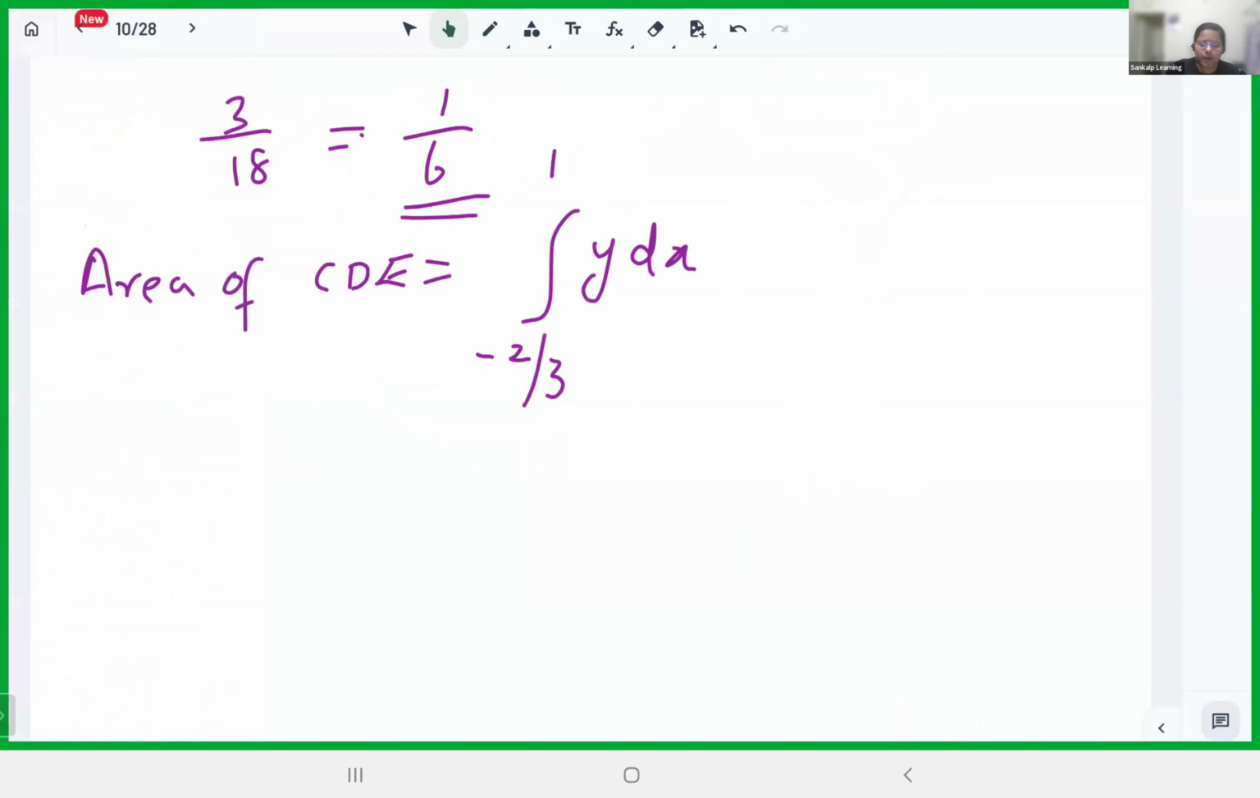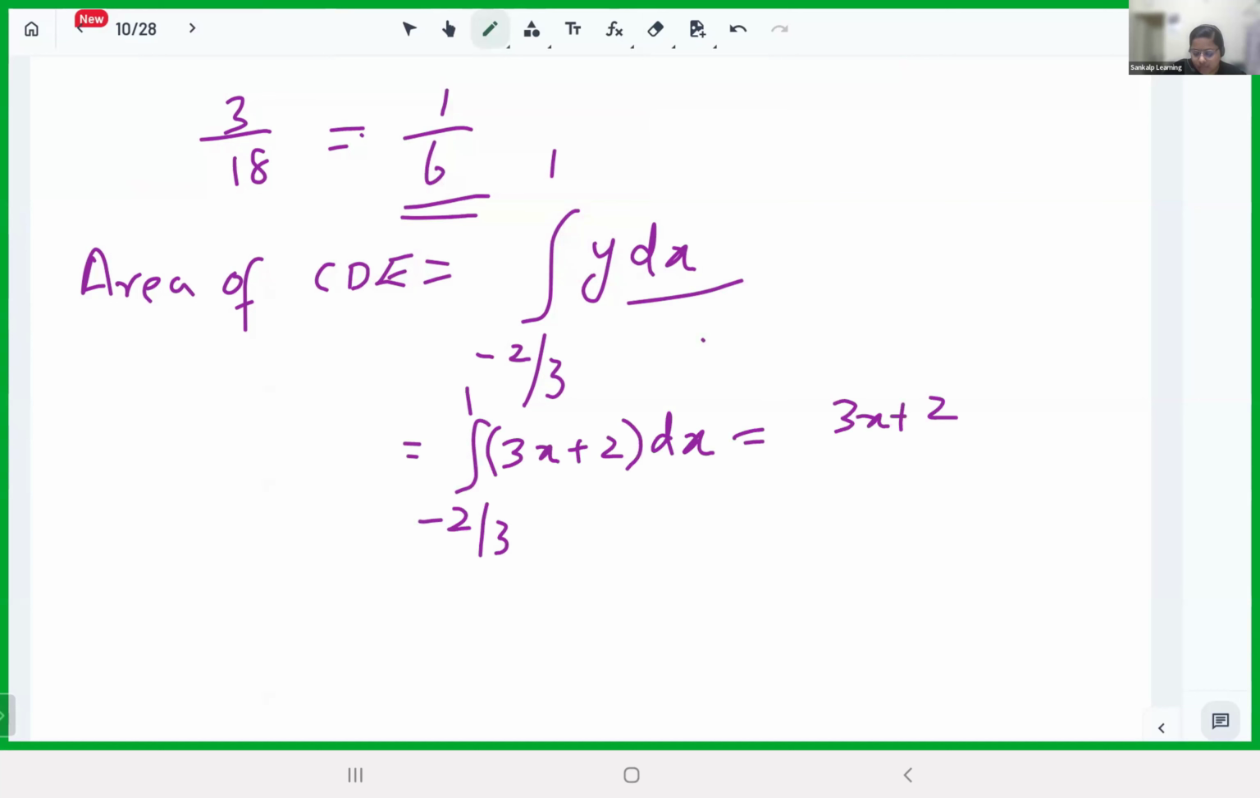Minus 2 by 3 to 1, y dx. X is varying, so we have to integrate with respect to x. So it is dx and the function is y. So this is minus 2 by 3 to 1, y is 3x plus 2, 3x plus 2 into dx. I'm sorry, we have to integrate it, right?